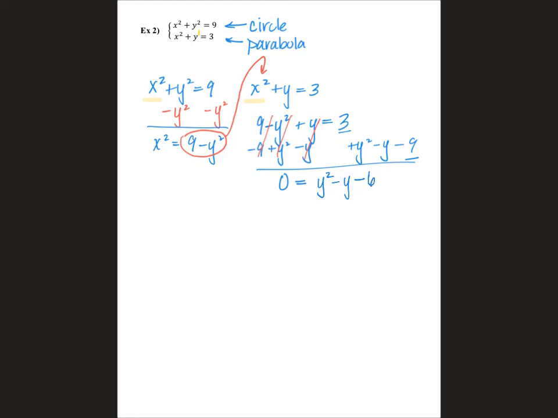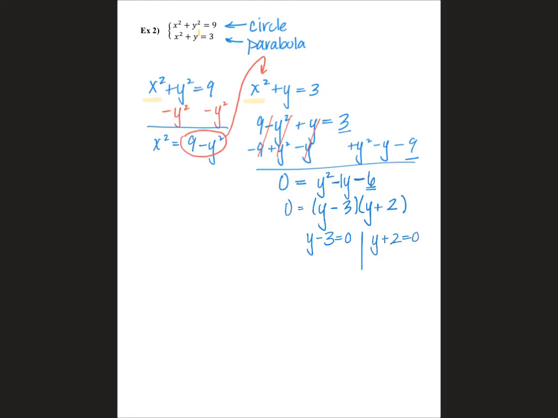Now, this looks similar to the last problem. I know I'm focusing on a y and a y. I'm looking for numbers that multiply to a negative 6 and add to a negative 1. So the combination I'm going to use is 3 and 2. The larger is minus, so this is going to be a subtraction, and this is going to be an addition. In order to solve this, I'm going to set each binomial equal to 0.